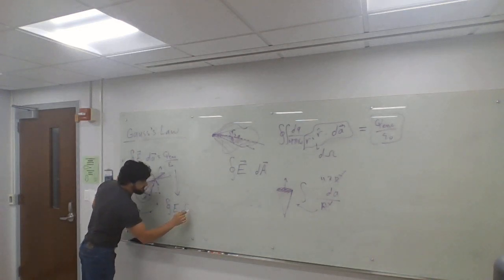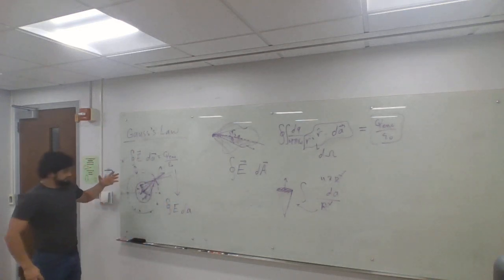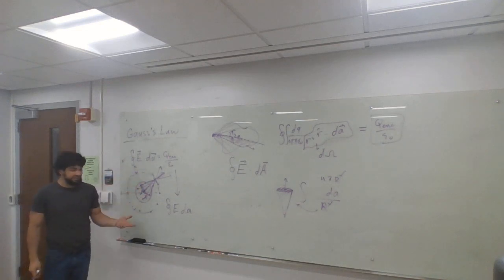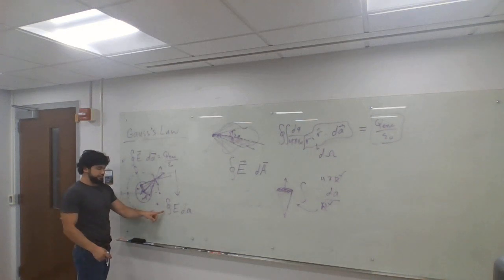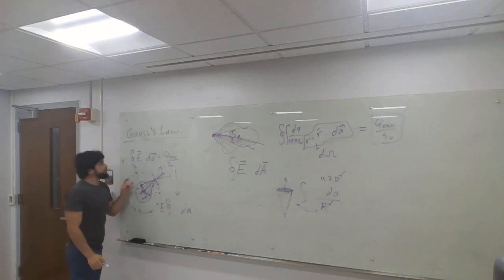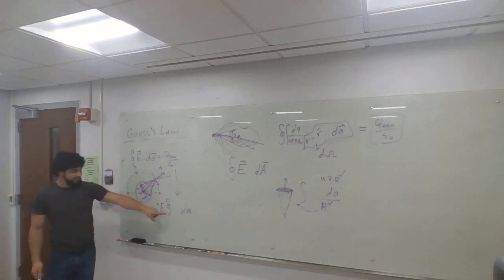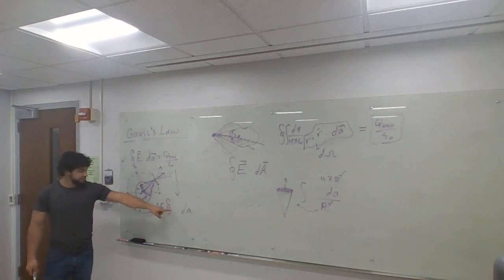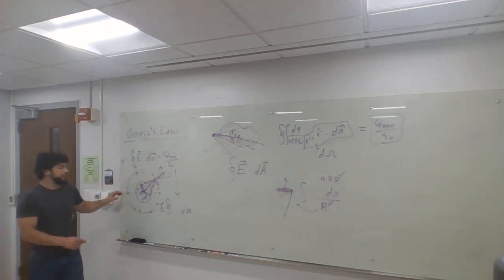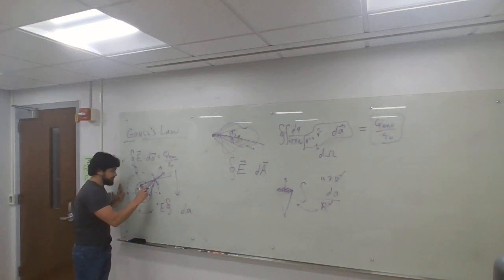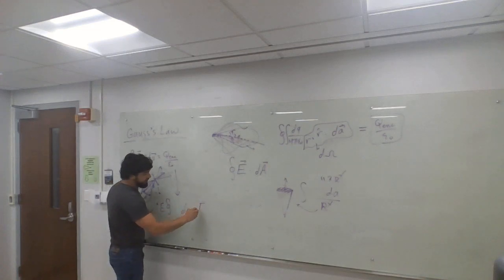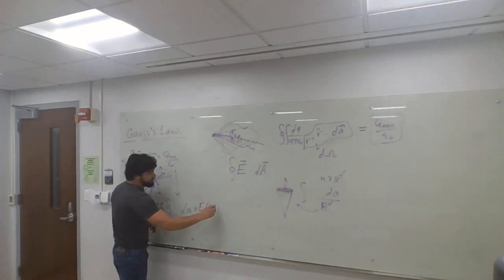Or dA small, whatever. But one of the properties of a Gaussian surface is that the electric field at every point on it is the same, so I can take this out. So it's just E dA. So this hard part is now easy. And this dA is dA of this Gaussian sphere, which is 4 pi L squared, because the radius is L. So this is going to be equal to E times 4 pi L squared.